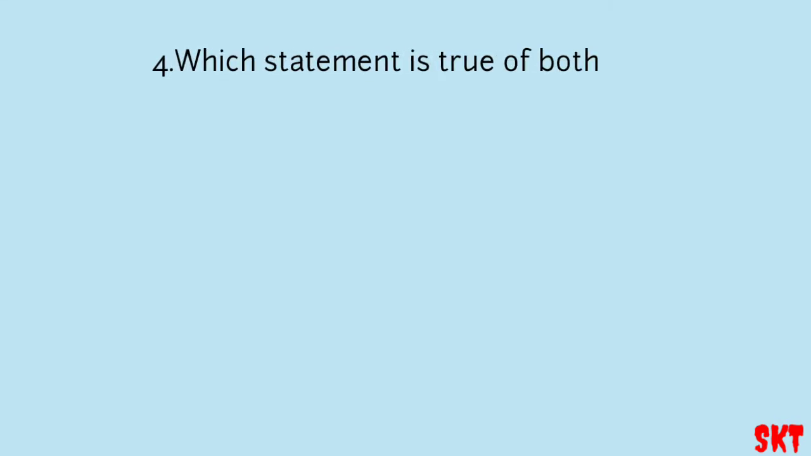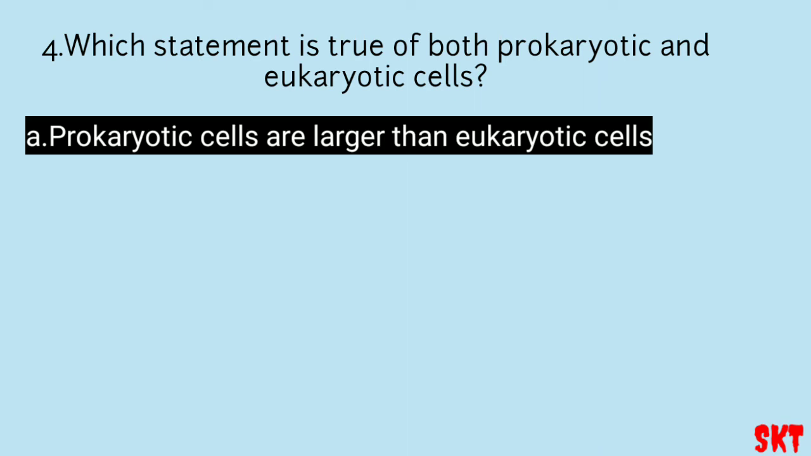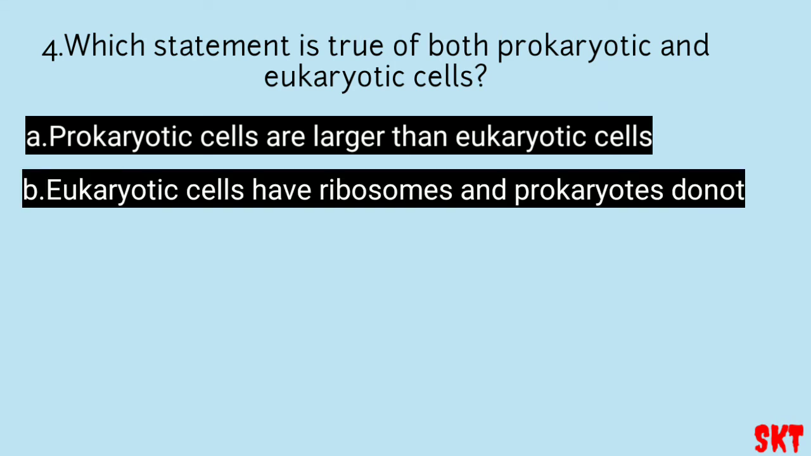Now let's look at the next question. Which statement is true of both prokaryotic and eukaryotic cells? Let's look at the options. Option A. Prokaryotic cells are larger than eukaryotic cells. Option A is wrong because prokaryotic cells range from 0.1 micrometer to 5 micrometers, whereas eukaryotic cells range from 10 micrometers to 100 micrometers. So eukaryotic cells are larger than prokaryotic cells. Option B. Eukaryotic cells have ribosomes and prokaryotic cells do not have ribosomes.